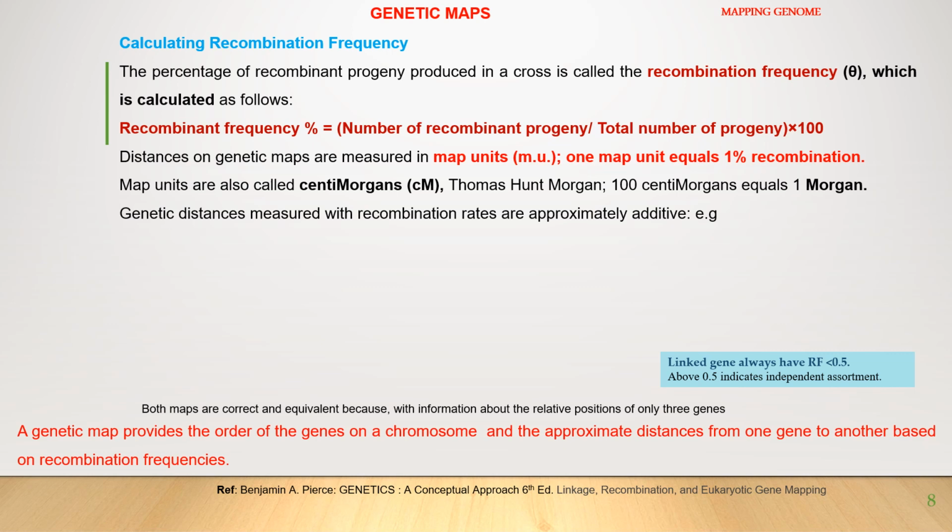Calculating recombinant frequency. Recombinant frequency is the ratio of the number of recombinant progenies to the total number of progenies. If the recombinant frequency is equal to or more than 50%, the genes are considered to be not linked. The closer the two genes, the lesser would be the recombinant frequency percentage. Distance between the genes is measured in map units. One map unit is equal to 1% recombinant frequency.